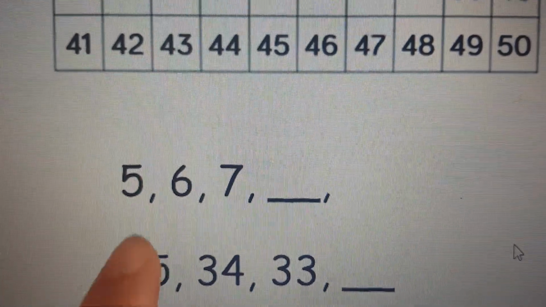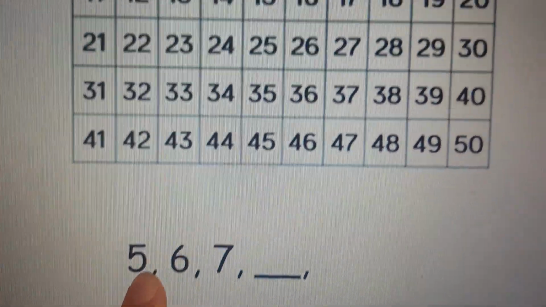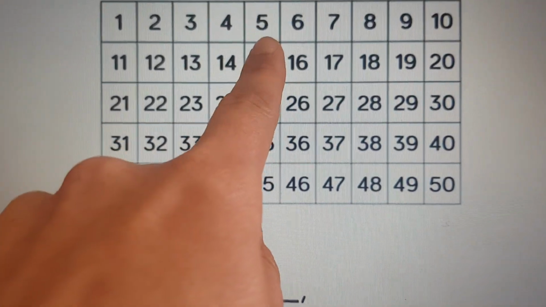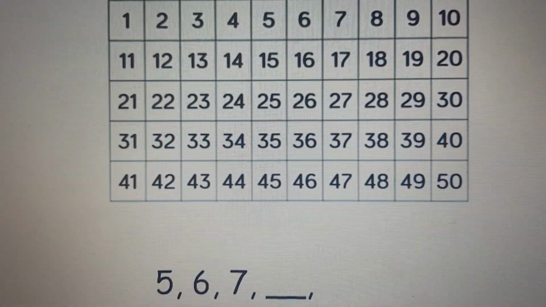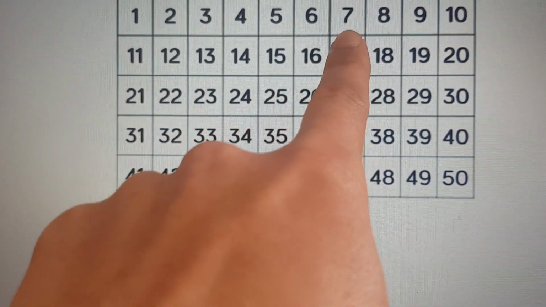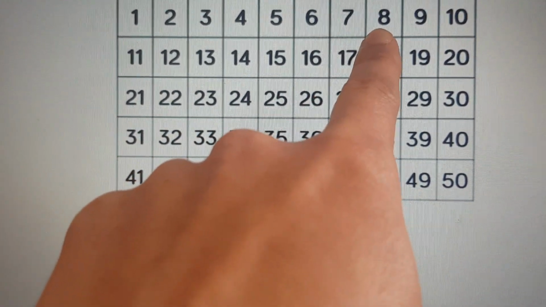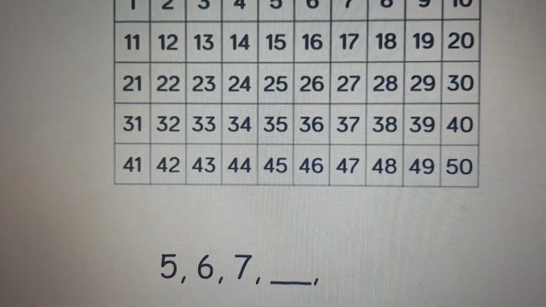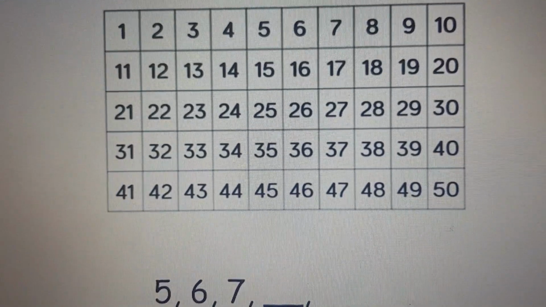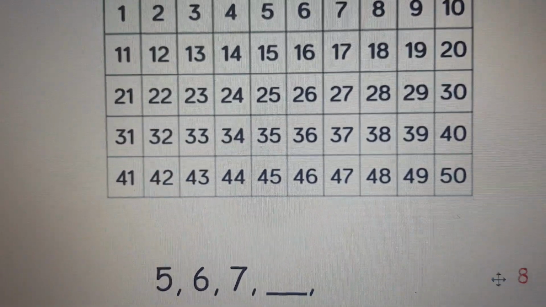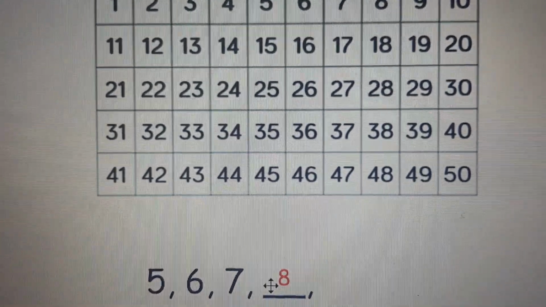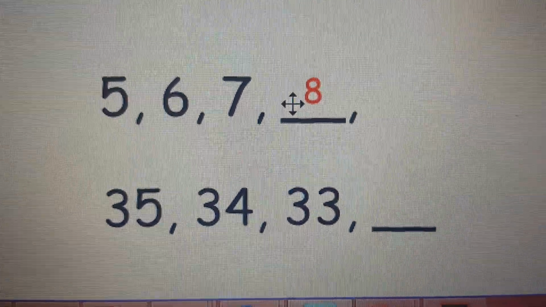So the first number in my sequence is 5. So I'm going to find number 5. Got 5, yep, and then 6, and then 7, and the number after 7 on my number square is 8. So I know that the next number in my sequence is going to be the number 8, and I've used my number square to help me.